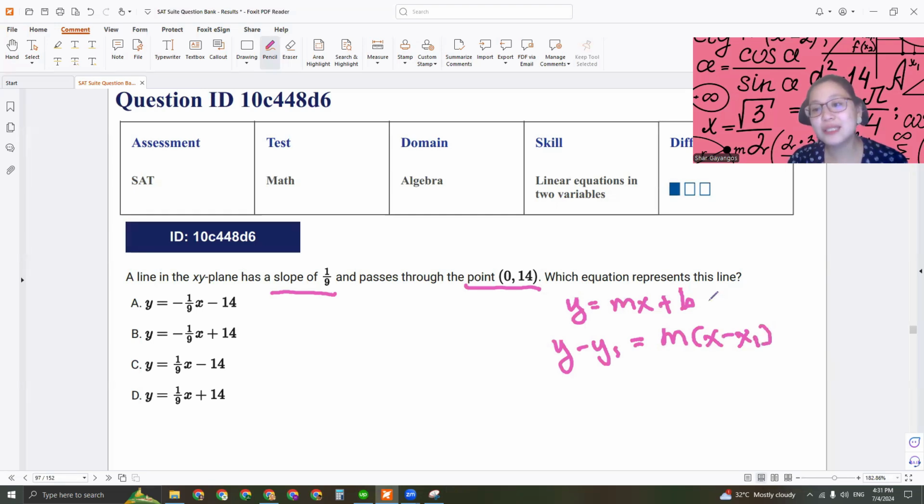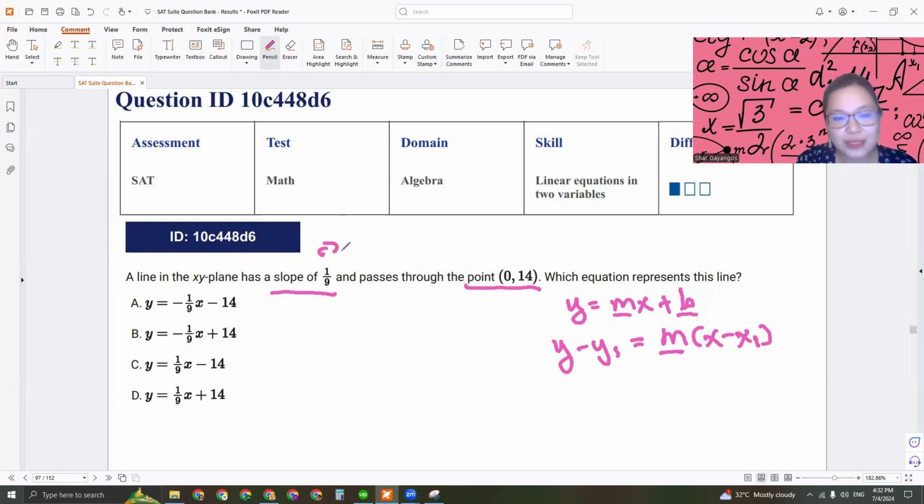We call this the slope-intercept form for a reason. This is the slope and this is the y-intercept. And then this is the point-slope form, because m represents the slope and x1 and y1 represent a selected coordinate that the line passes through. So how do you know which equation to use? It depends on what is already given.